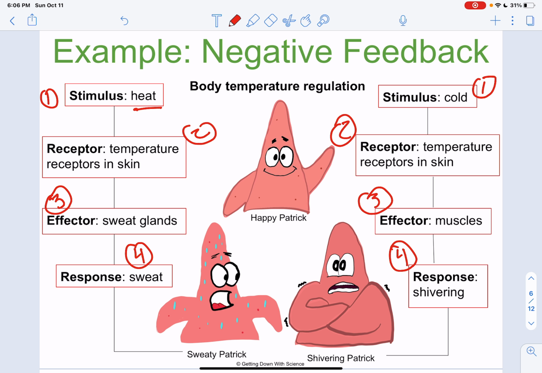Whereas the sweat is meant to help Patrick cool off and go back to being happy. And so, ideally, sweaty Patrick would become happy Patrick, and shivering Patrick will become happy Patrick once the internal body temperature goes back to normal.